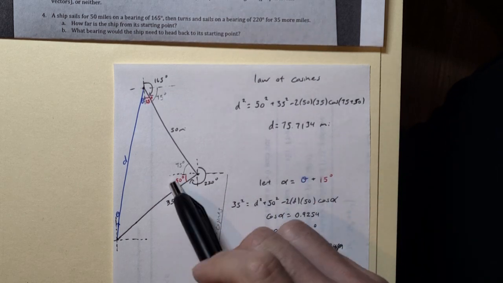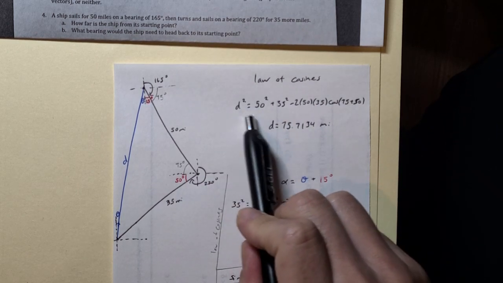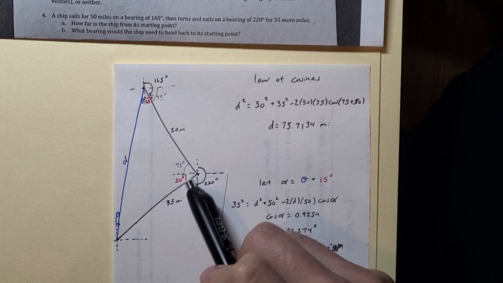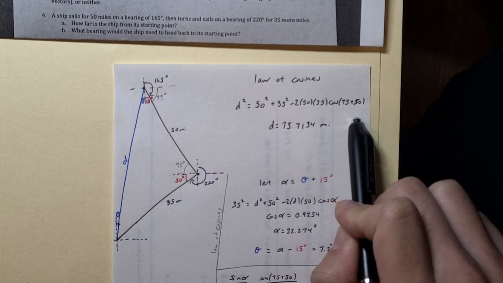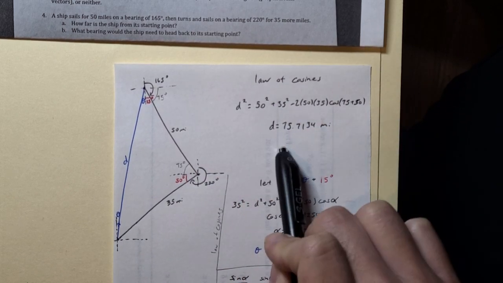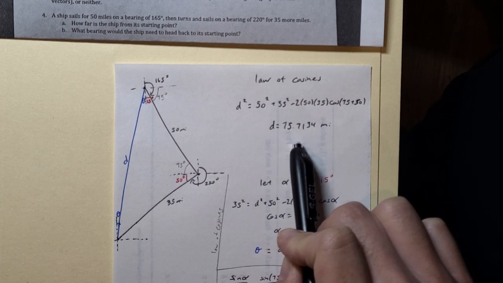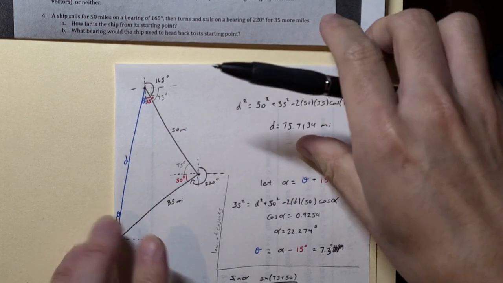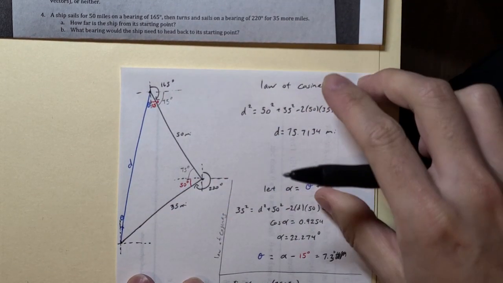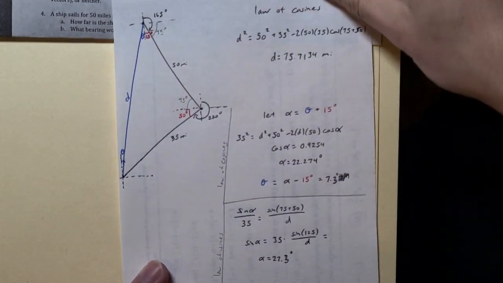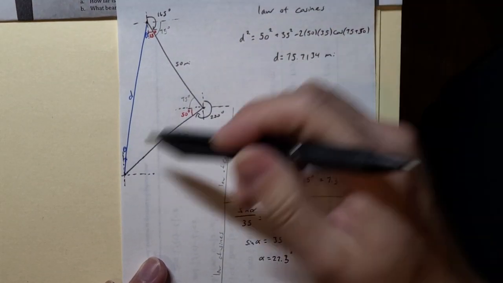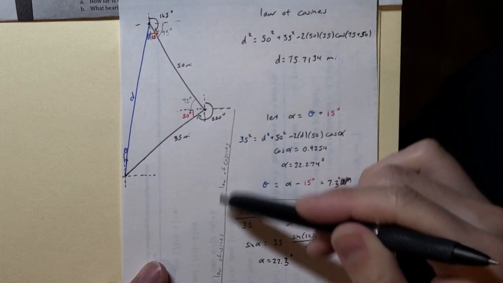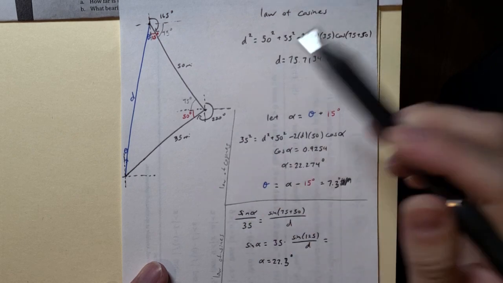So now that we know that, we can use the law of cosine. D squared is 50 squared plus 35 squared minus 2 times 50 times 35 times cosine of this angle, which is 75 plus 50, or 125, right? Plug this into your calculator. You should get D is 75.7 miles. Okay. And then after that, since we have one of the sides, we can find all the other angles of the triangle, either with law of sine or law of cosine. Law of sine's down here, law of cosine up here, okay?